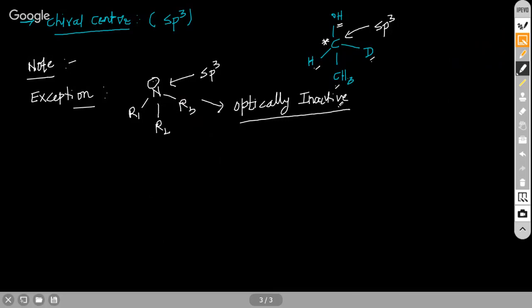Now, can you tell me how many chiral centers are present in this molecule? If present, then bromine. Question number one. Do we have any chiral center present here?